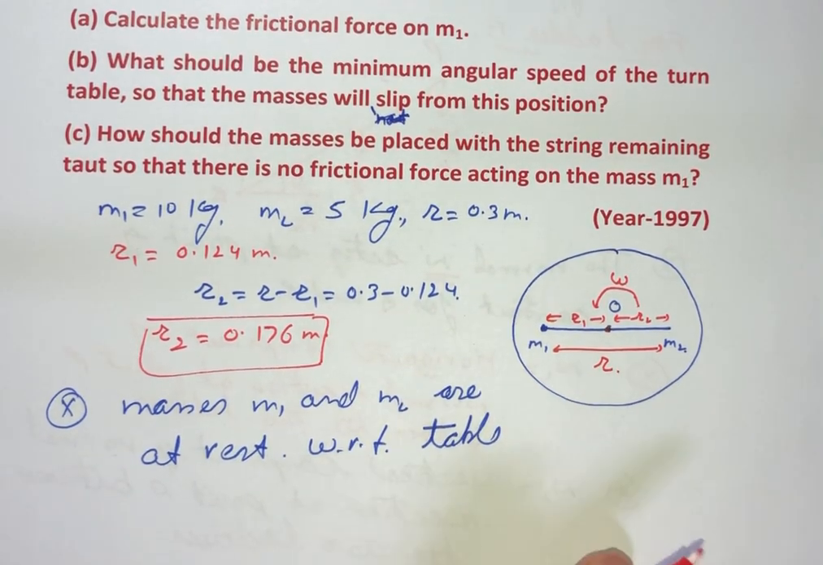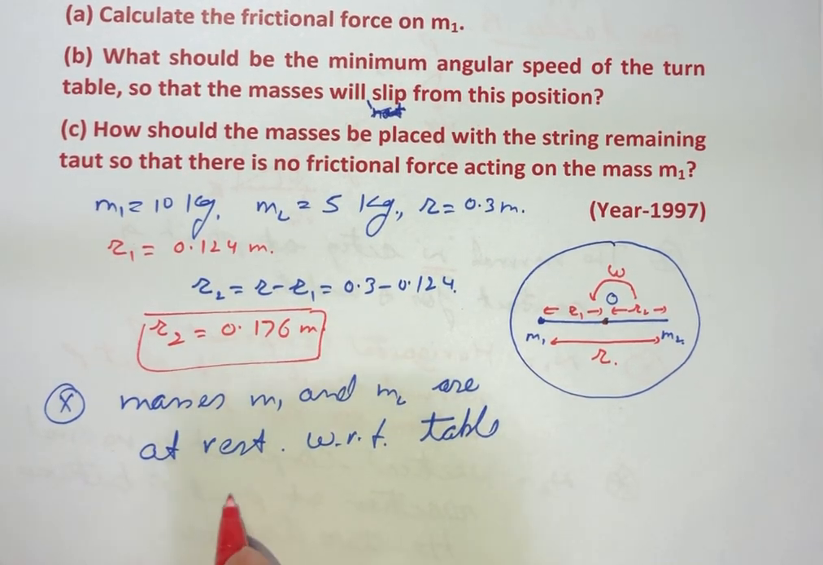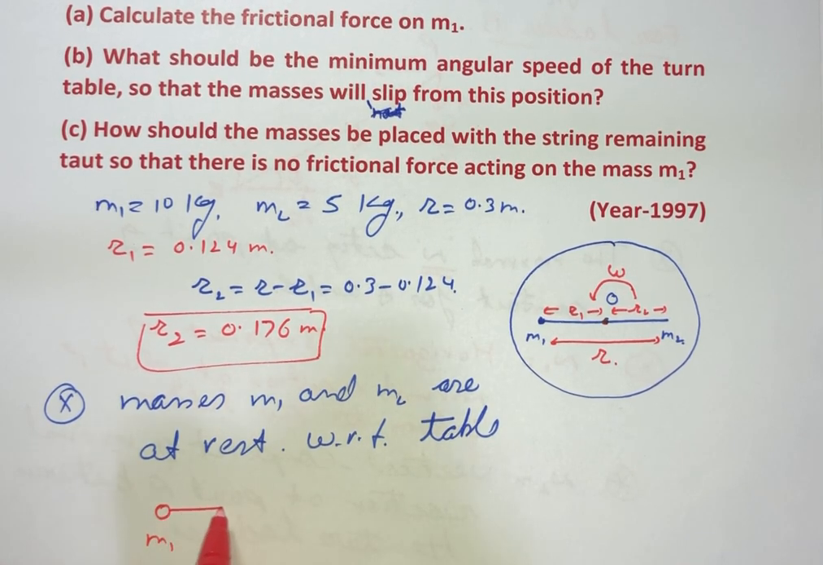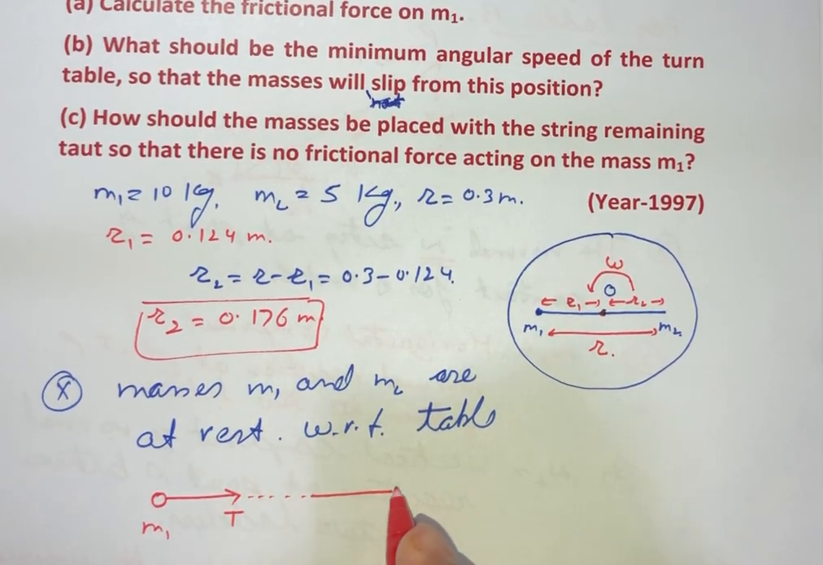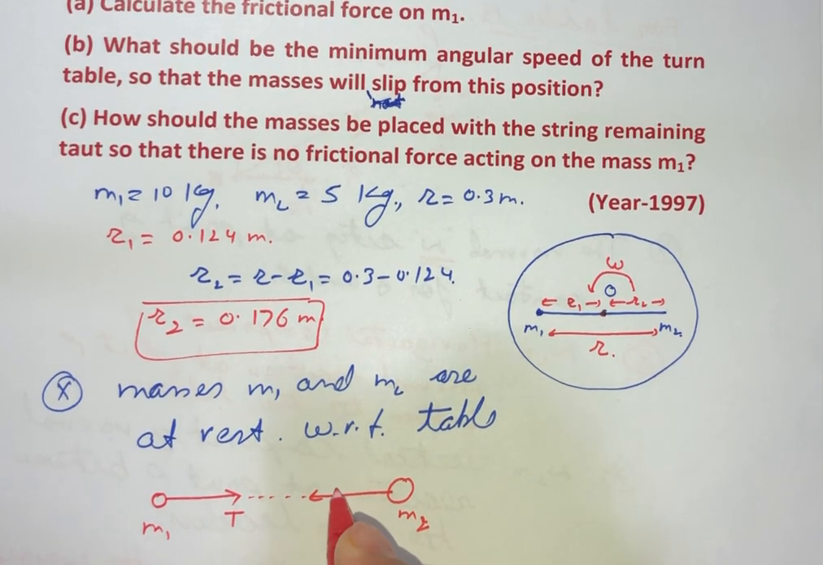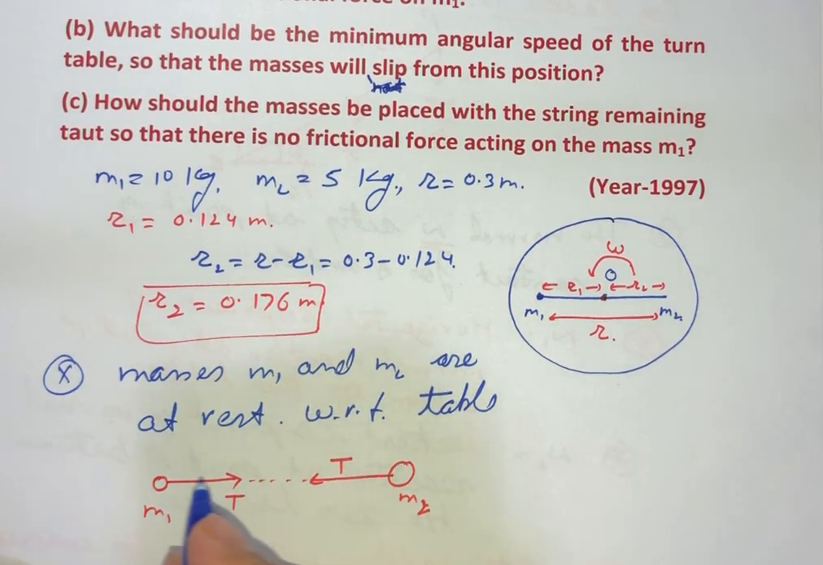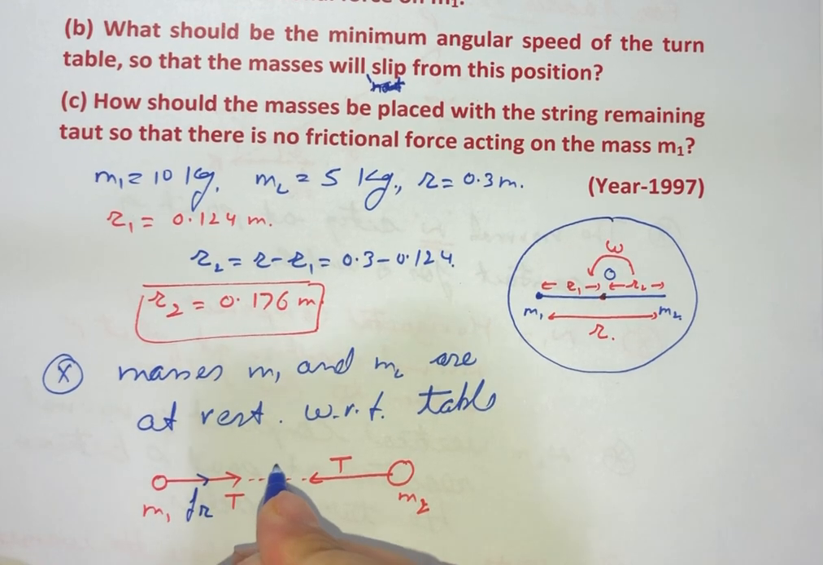So let us draw the forces which will be acting on it. So this is mass m1. It is connected with a string, so there will be a tension T here, and similarly there will be a tension T also for mass m2, and a frictional force Fr toward the center. So this is our center O.